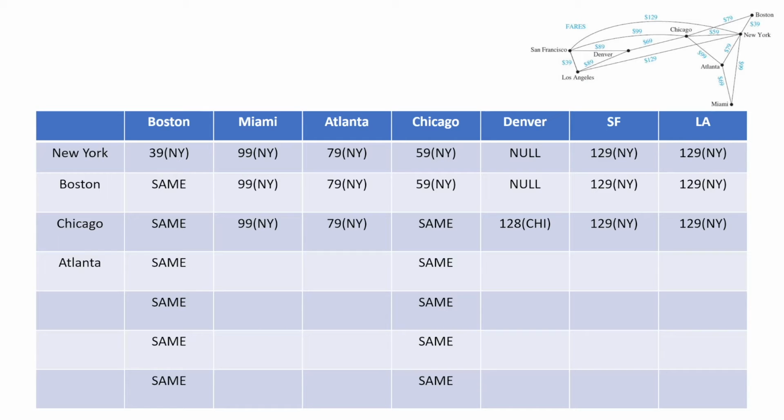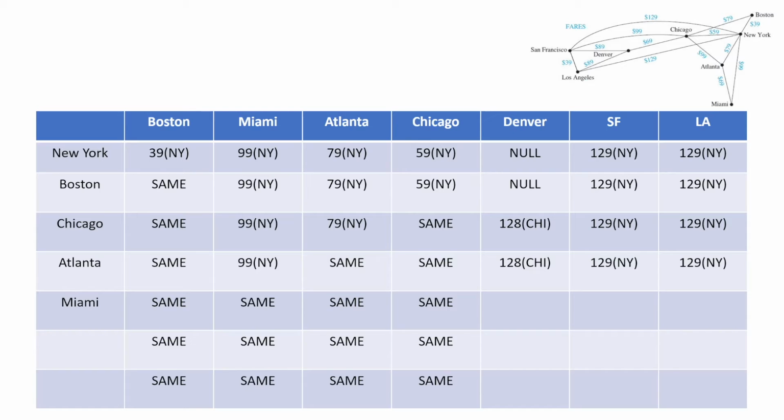Next we have Atlanta, which is the next shortest distance with 79. We set the rows to same. Miami is still the shortest distance, or the lowest cost from New York to Miami is still $99. The shortest cost to Denver is $128, and that is still using Chicago as our midpoint, our first stop. San Francisco has a value of $129, and same with LA. Nothing has changed there.